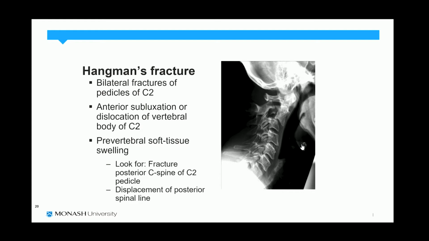Hangman's fracture involves the pedicles of C2, and here this results in anterior subluxation of the vertebral body of C2 onto C3, and also prevertebral soft tissue swelling. So look for fractures in the posterior part of C2, and then also displacement of the posterior spinal line.